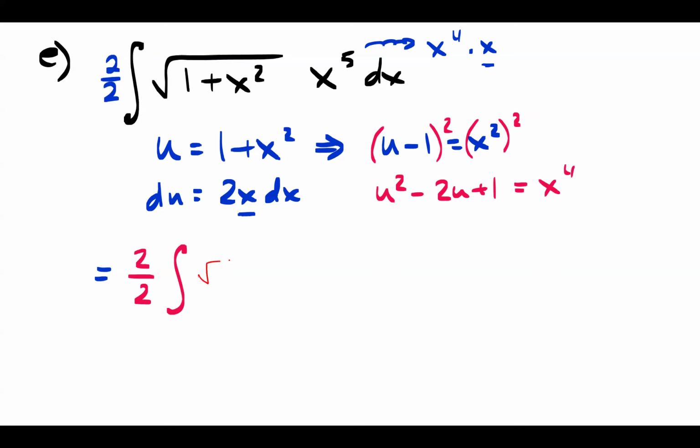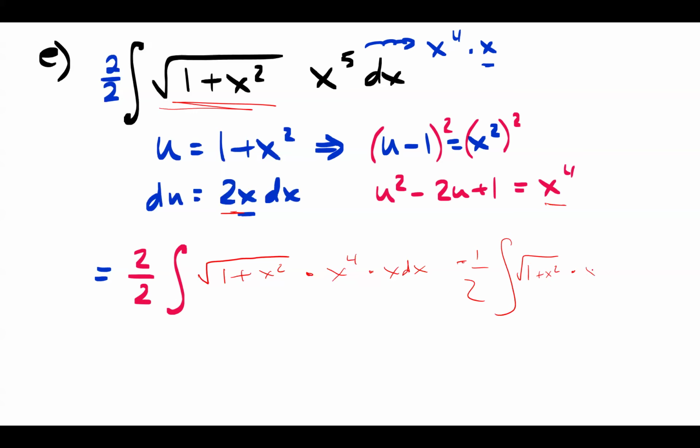So this is going to be the square root of 1 plus x squared, times x to the fourth, dx, because I'm separating that out. Okay, is everybody okay separating all those pieces out? I got the fourth, and I got the 2. So I just need to do this one here. So I'm now going to go 1/2 antiderivative of the square root of 1 plus x squared, times x to the fourth, times 2x dx. Are we okay with that right there?